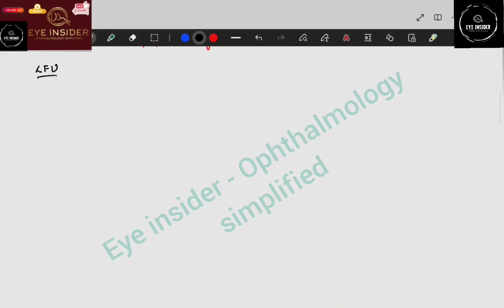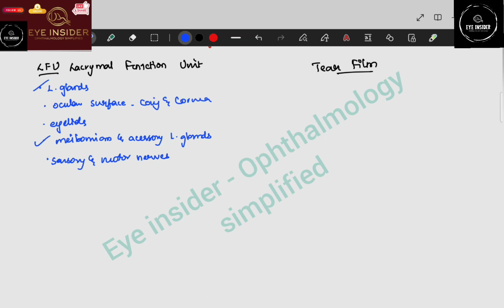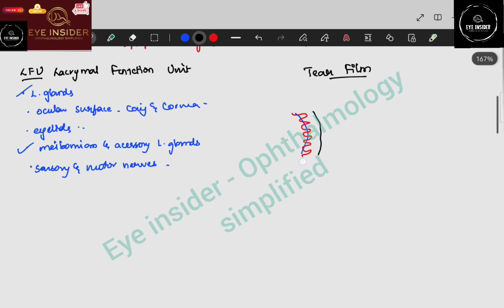Right. So we need to discuss something called the lacrimal functional unit and the tear film before going to the etiology. This lacrimal functional unit includes the lacrimal glands which secrete tears, the eyelids where the meibomian and accessory lacrimal glands are located, the ocular surface, that is conjunctiva and cornea, and the nerves, that is sensory and motor nerves, which are supplying these.